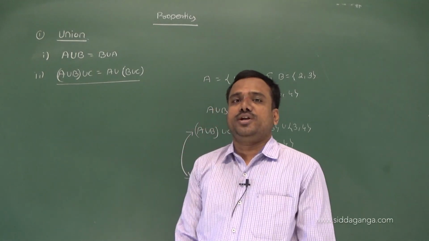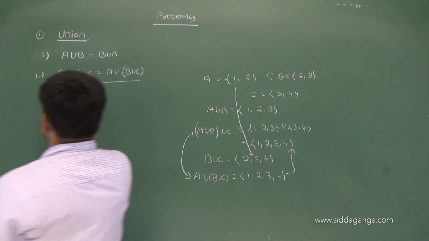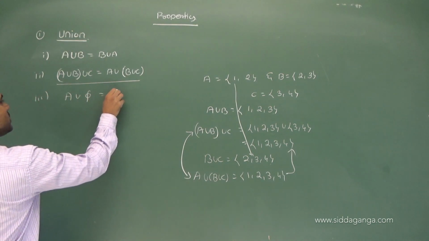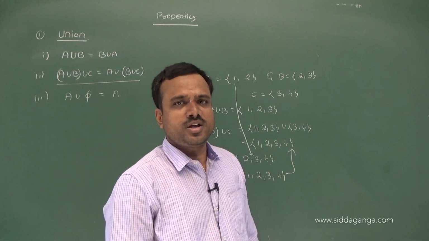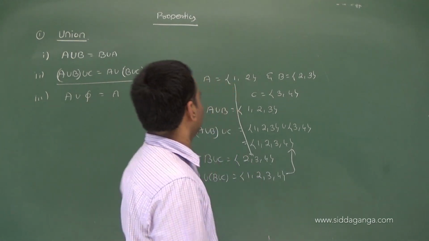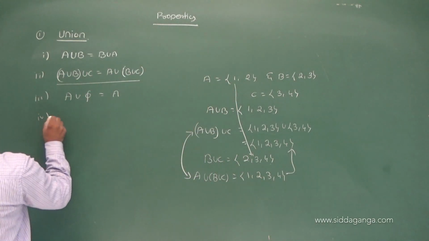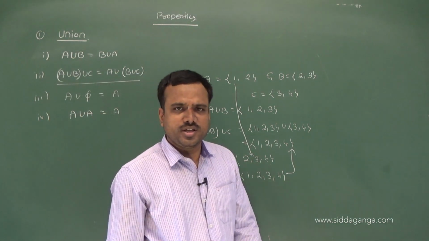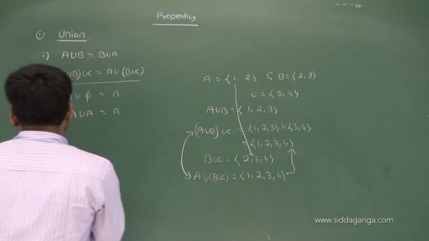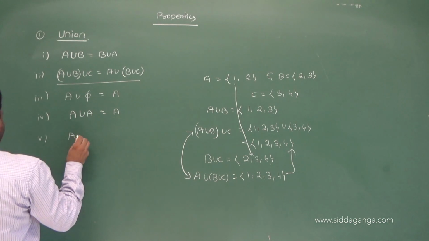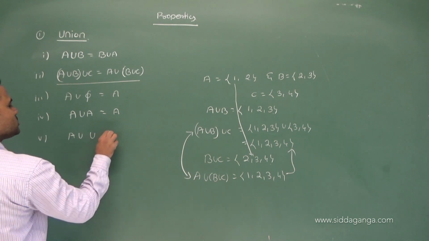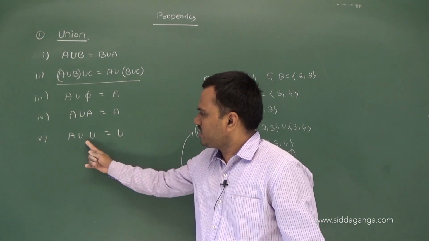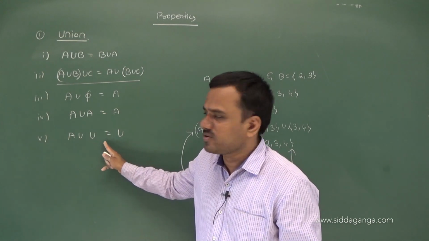First one is the commutative law, second one is the associative law. Third property, A ∪ ∅ is always equal to A. Correct? Empty means no elements. It is always equal to A. Fourth property, A ∪ A is always equal to A. Fifth property, A ∪ universal set is always equal to U.